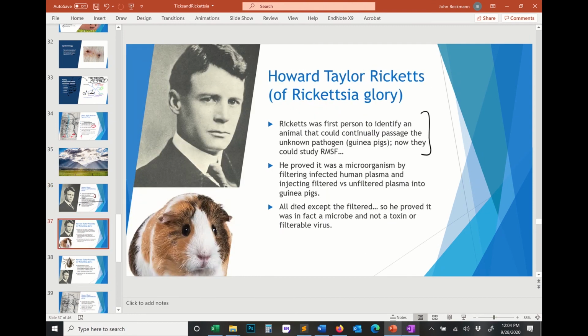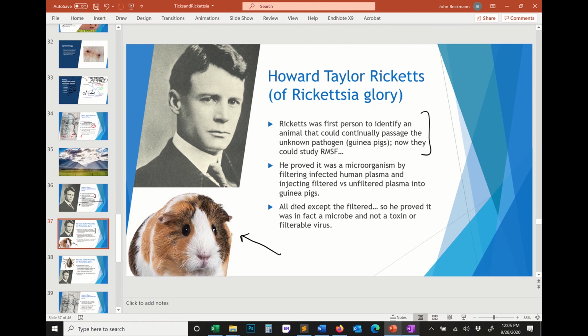He discovered quite a bit. Ricketts was the first person to identify an animal that continually passaged the disease. If you want to study a disease, you have to have a way to grow it, right? One of the problems with the obligate intracellulars is that after Pasteur and Koch, everybody started taking solutions and trying to grow bacteria in broths. The obligate intracellulars, because they replicate in a host, will never grow in a broth.